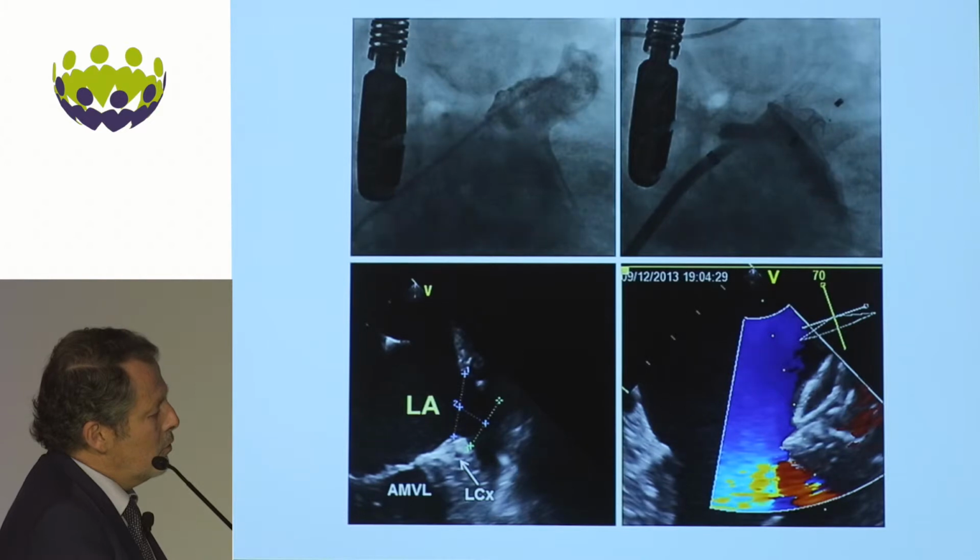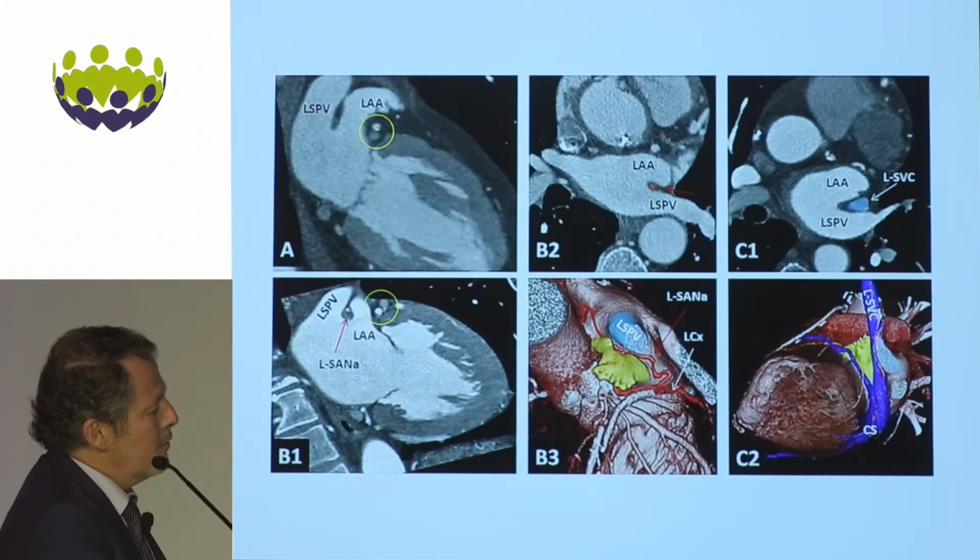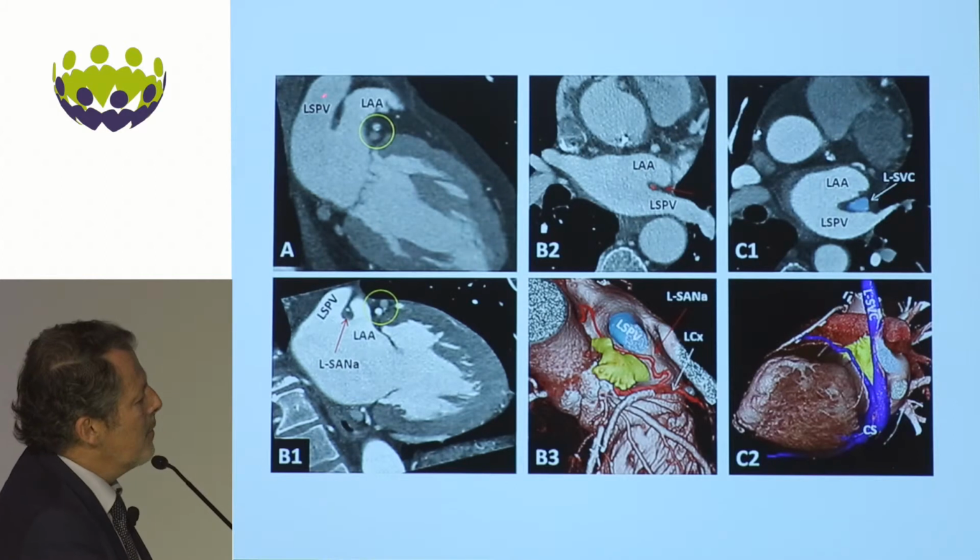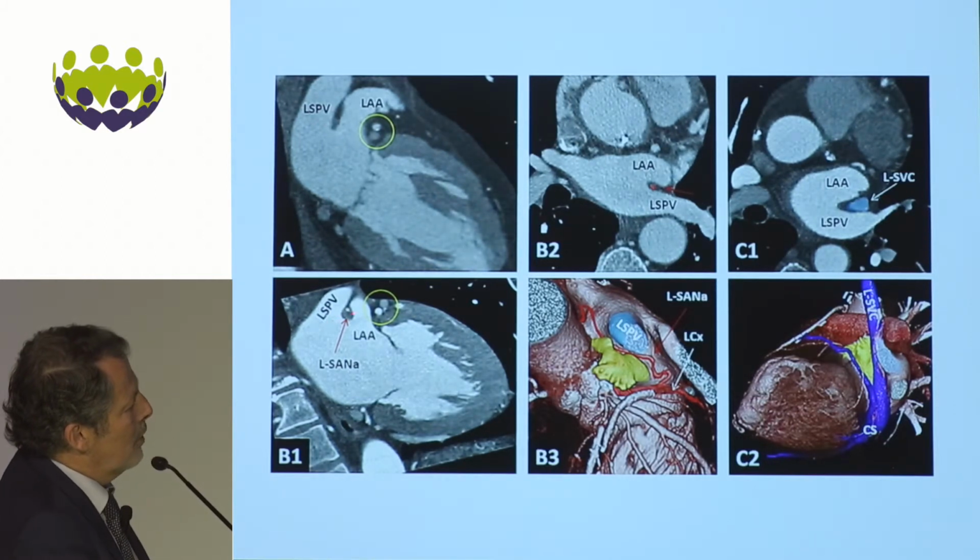We are able to identify the circumflex when we are measuring or determining the landing zone during the procedure. Here you see the sinus-nodal artery, this is the left atrial appendage, and this is the left superior pulmonary vein, this the circumflex, and the sinus-nodal artery here.